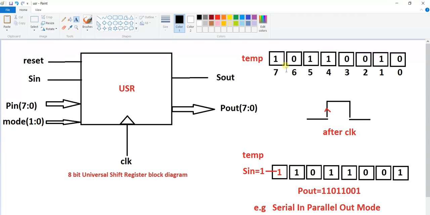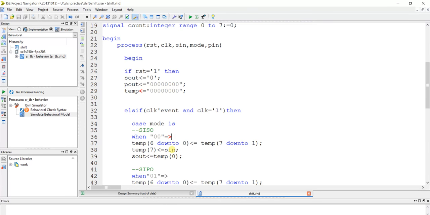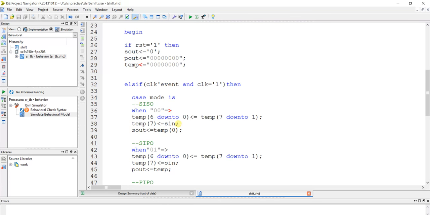So every bit from 7 down to 1 is shifted by one position to 6 down to 0. Basically that statement shifts the entire data one bit to the right side. So this is serial in serial output mode. Afterwards, look at the diagram.